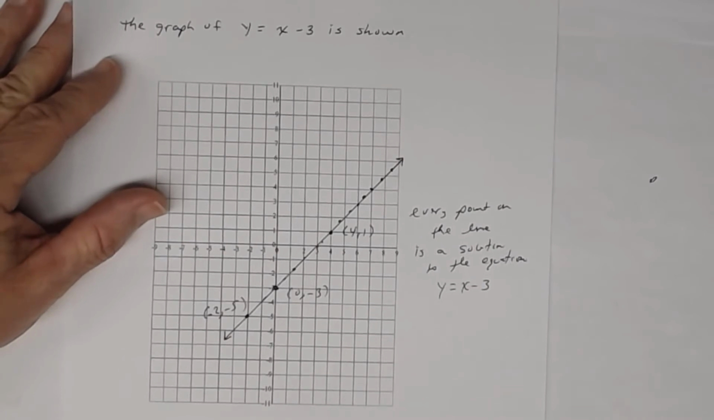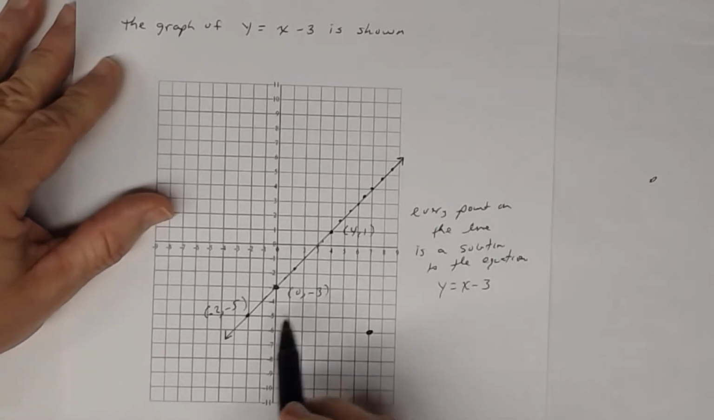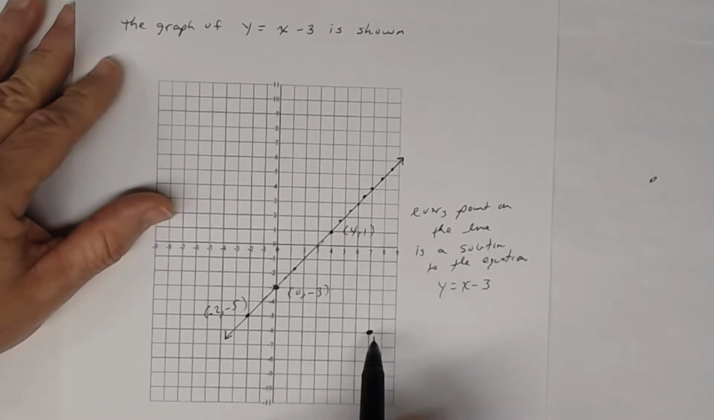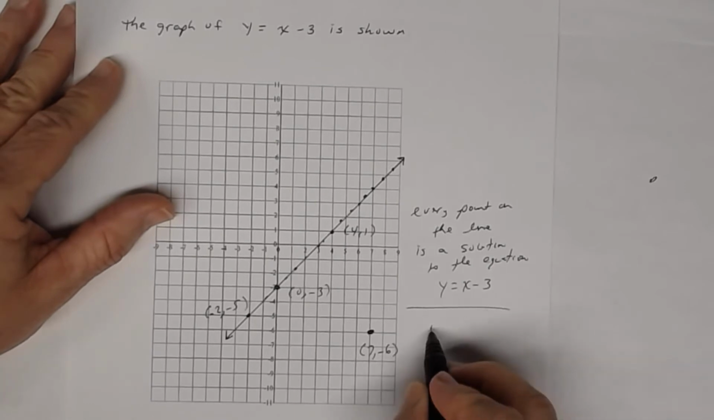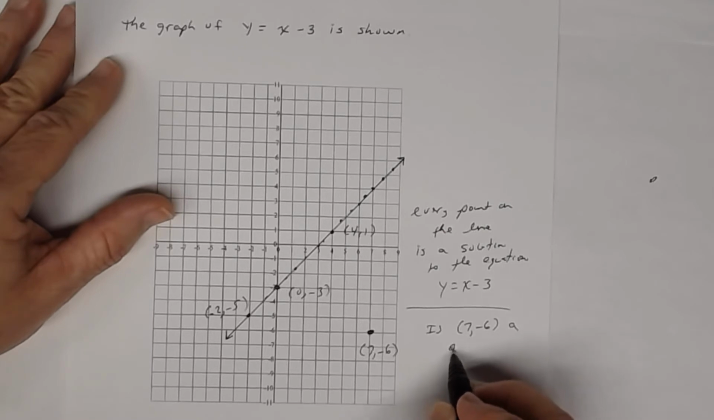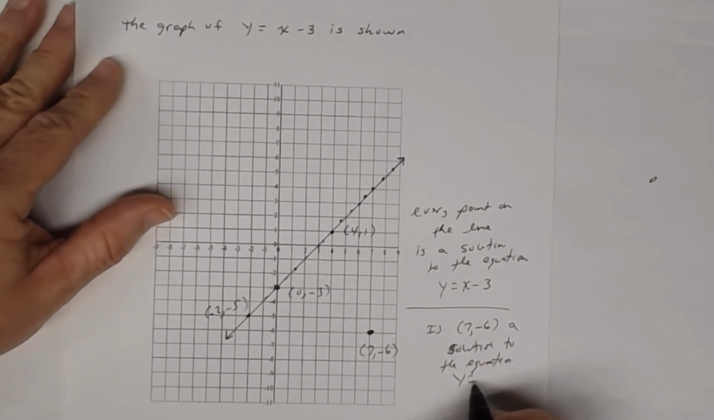All right, now listen carefully. Look at this point right here. This point is not on the line, right? So that point is off the line. The coordinates of that point, that ordered pair, is 7, negative 6. So here's the question. Is the ordered pair 7, negative 6 a solution to the equation y equals x minus 3?